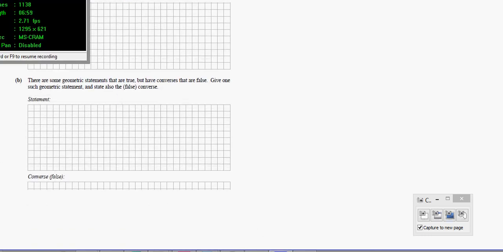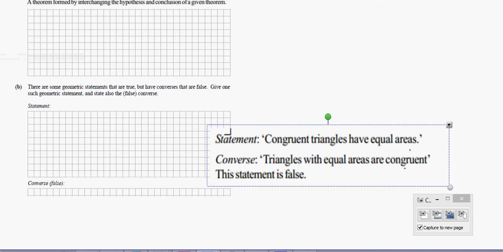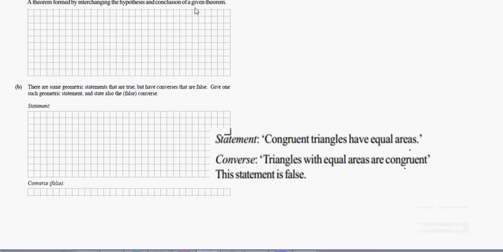So an answer to this one would be: congruent triangles have equal areas, and the converse is triangles with equal areas are congruent. The converse is false. Okay, to show you what this means, imagine we had a triangle. The triangle has the same base ABC.